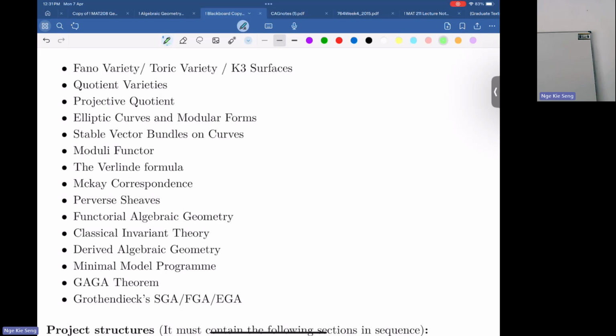We are not in the old days when the field was not mature yet. Now every field is very mature already. So now we want to find ideas from different fields. That's why we have some conjectures, for example, the Lang conjecture, or homological mirror symmetry. These are statements that try to relate different fields together. For example, the GAGA theorem is trying to relate different fields together.